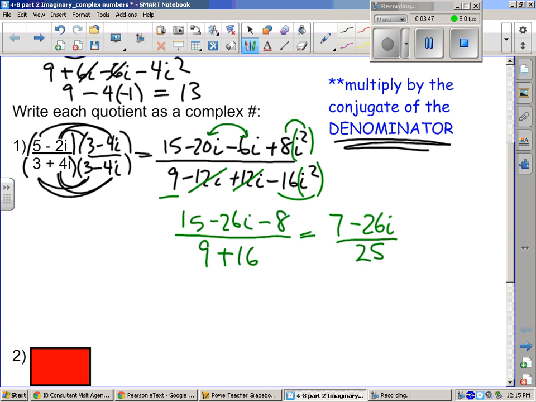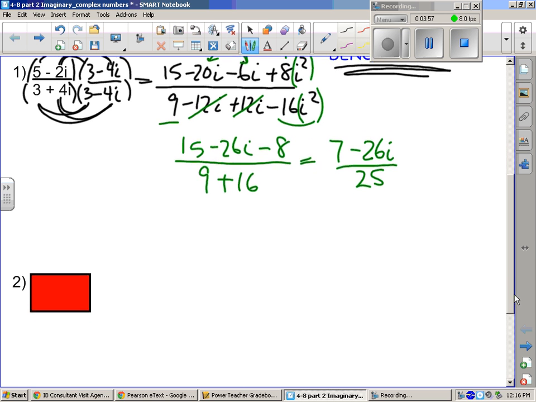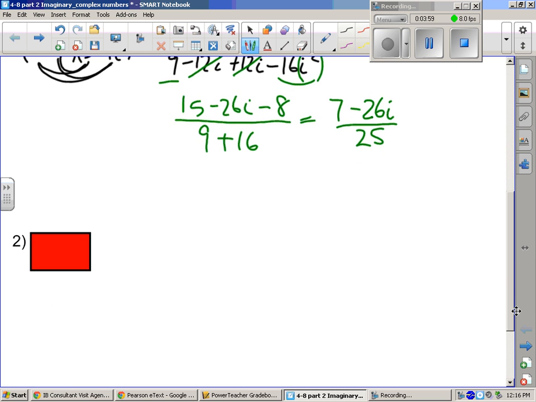Check the heart surgery idea here. Can you reduce? I don't think so. 7's prime, so we're going to leave that one alone. All right, so it's simplified because we got rid of imaginary numbers on the bottom. Let's see what the next one is.